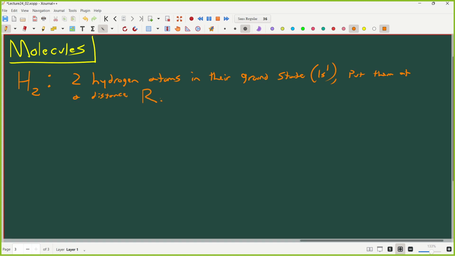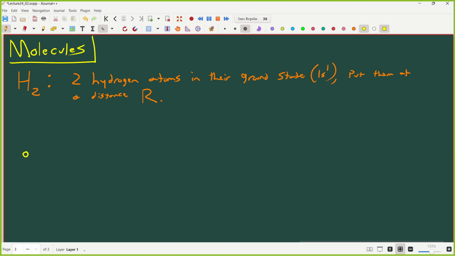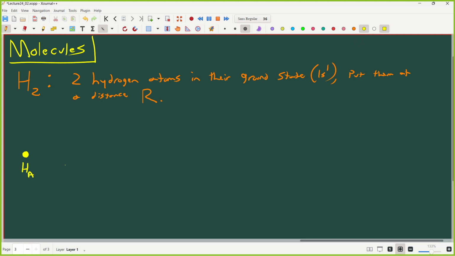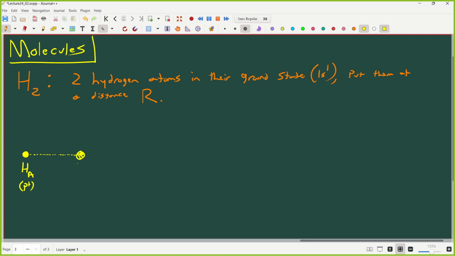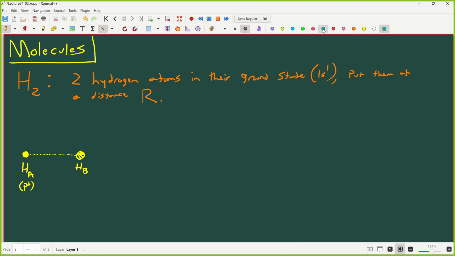Okay, and I'm just going to draw a little schematic of how we can think about hydrogen. There are going to be 2 nuclei. Here's the first nucleus, H sub A. It's just a proton, just the nucleus. And we're going to draw a line between it and the other nucleus, H sub B. The distance between these we'll call R.